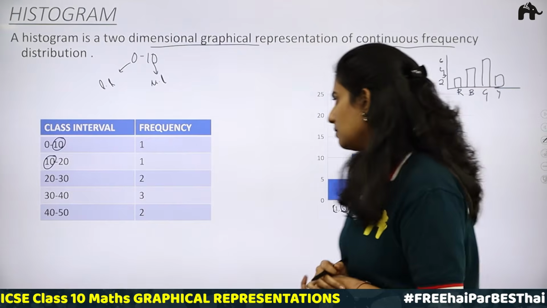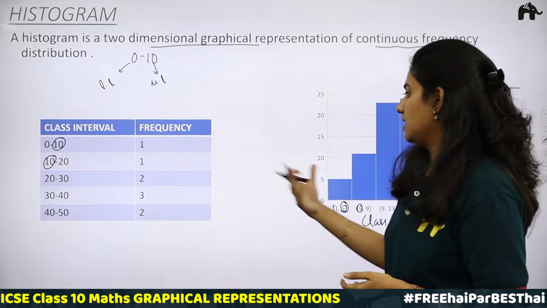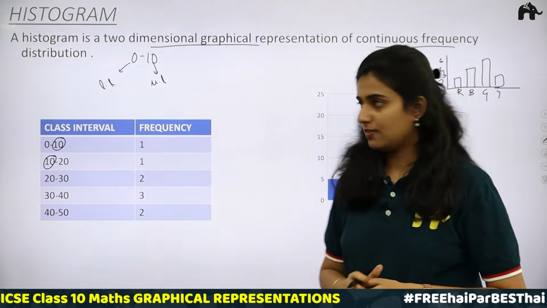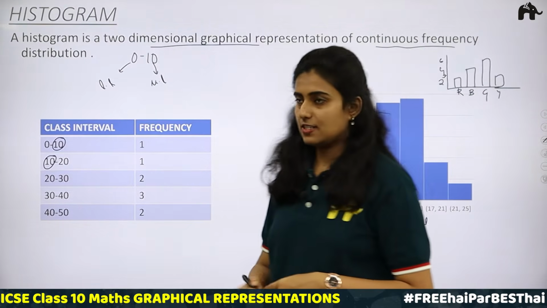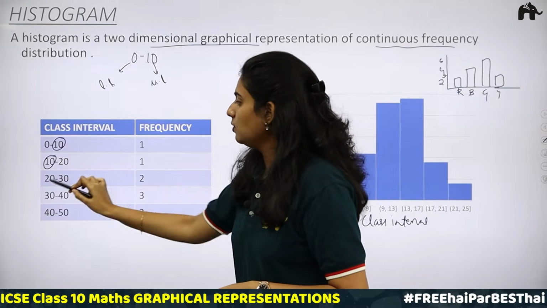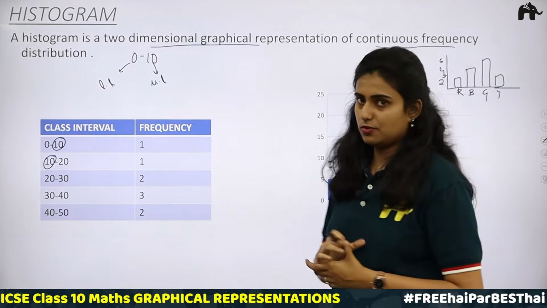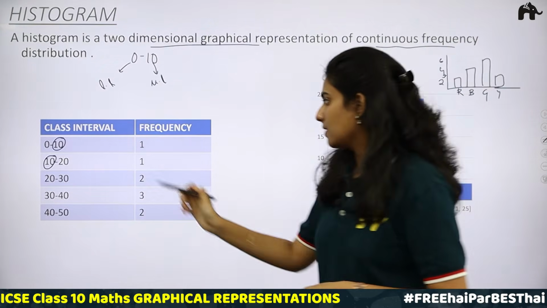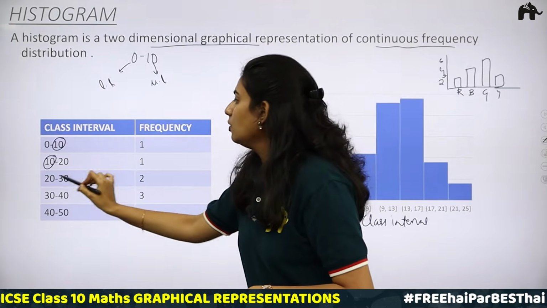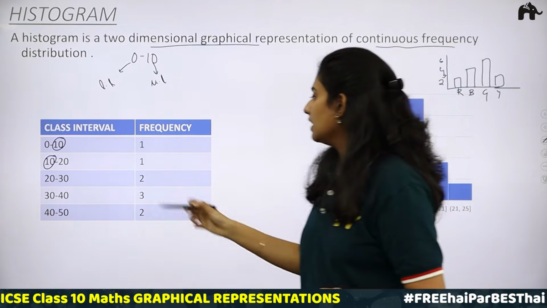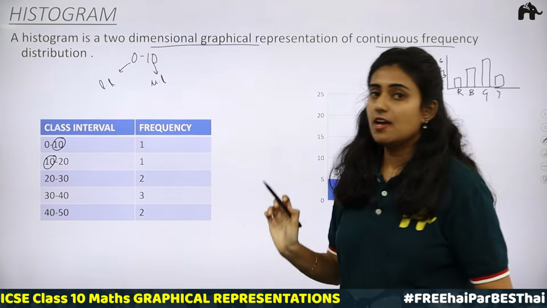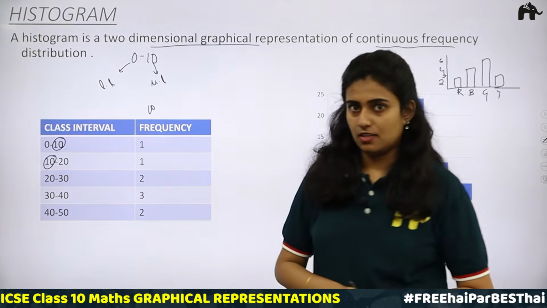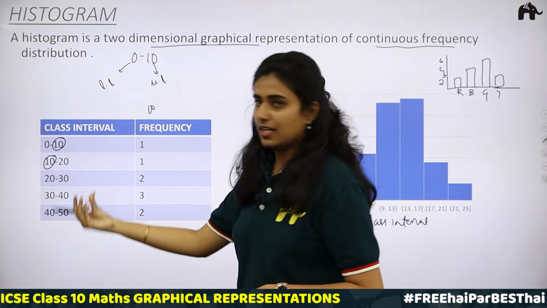Now let us take an example to draw a simple histogram. Let us say there are some students whose marks in an examination are given. These are represented in the class intervals 0 to 10 marks, 10 to 20, 20 to 30, 30 to 40 and 40 to 50. Next, the number of students, the frequencies: 0 to 10, only one student. 10 to 20, one student again. 20 to 30, two students. Then 30 to 40, 3 students. 40 to 50, 2 students. So here we have taken 10 students and their mark ranges are given.